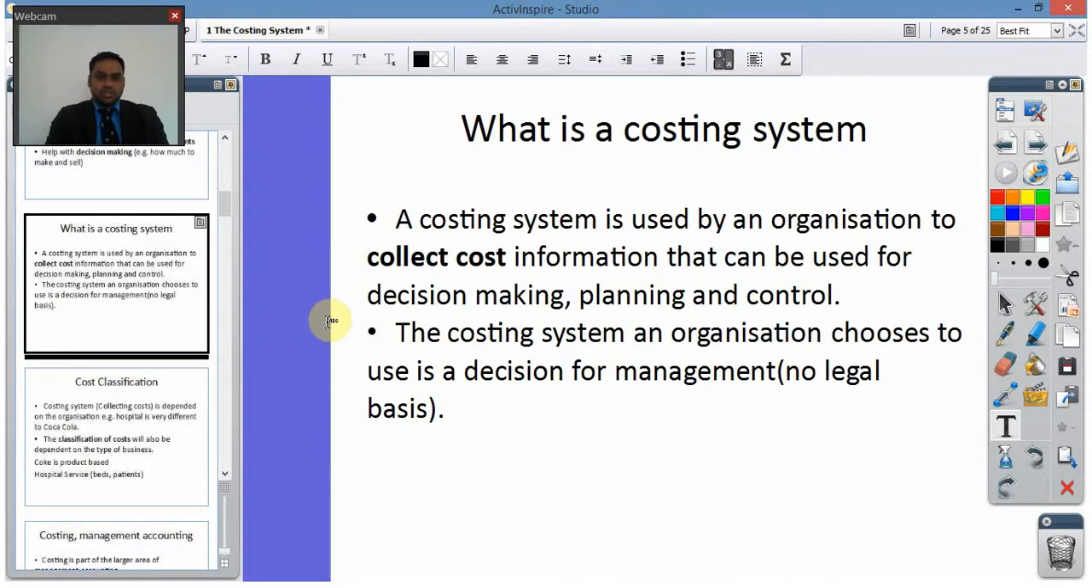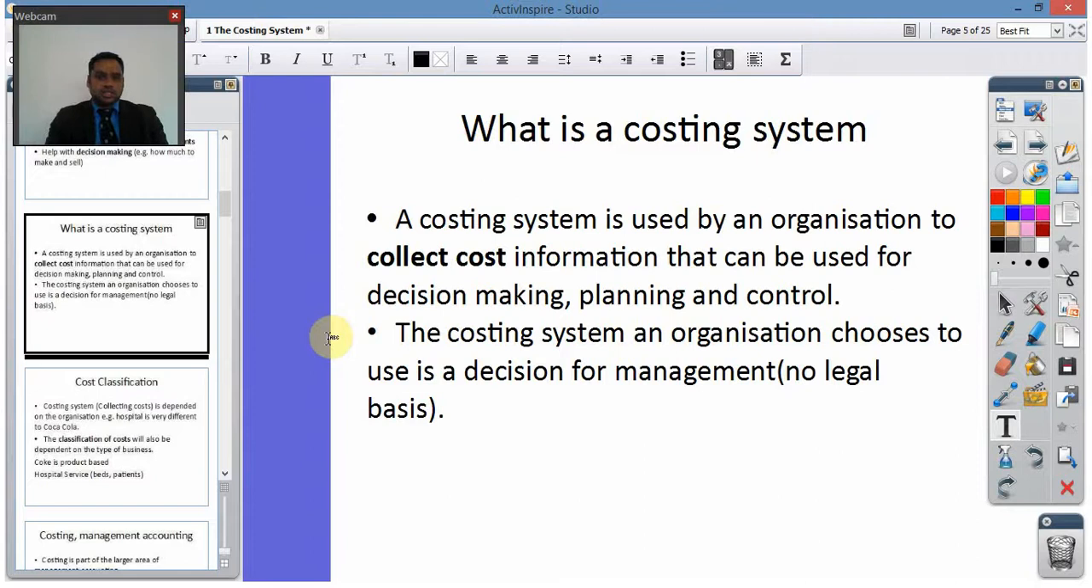So a costing system is used by an organization to collect cost information that can be used for decision making, planning and control. We've already seen that. You're going to see that over and over again in management accounting: decision making, planning and control. They're the most important concepts in management accounting.